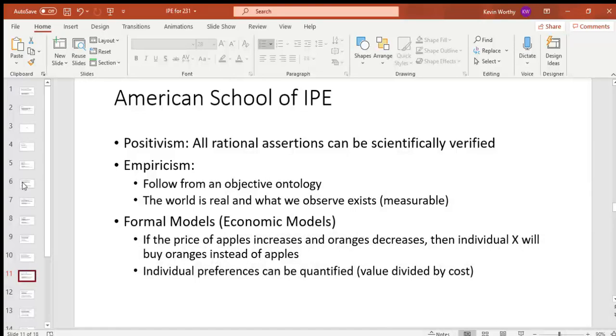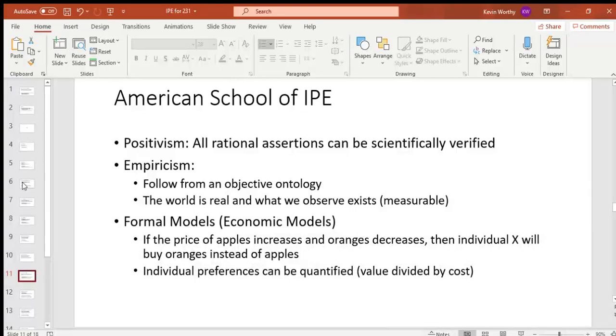And because the world is measurable and exists, we can take certain things and see how much they're worth. I can look at how many tons of coal were exported. I can look at the total size of the economy. These are all measurable things. And this leads to what we call formal models. I'm going to describe to you a formal model right now in a very, very simplistic fashion. If the price of apples increases and oranges decreases, then individual X will buy oranges instead of apples. Any person, right? Individual X could be any human on the planet.